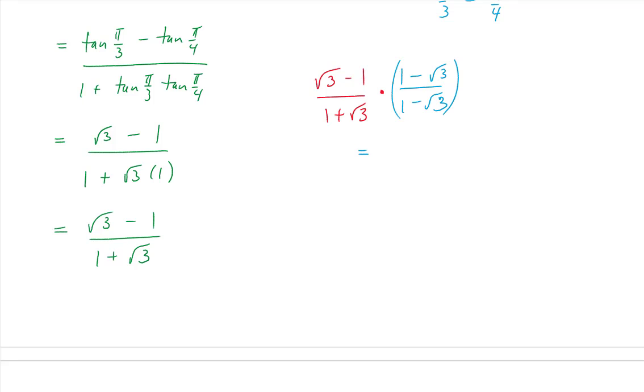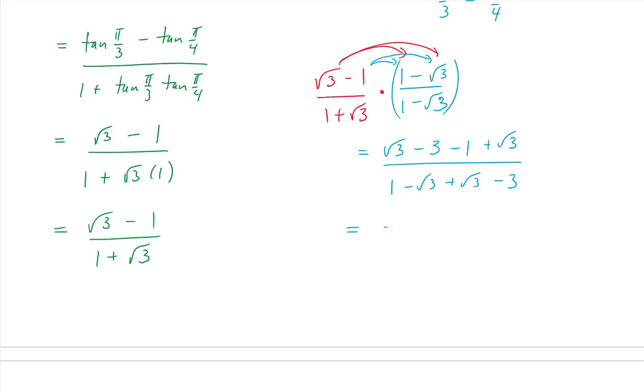So in the top, if I use my distributive property, I'm going to multiply root 3 by 1 and then by root 3. And then same thing, 1 by 1 and then 1 by root 3. Therefore, in the numerator, I get root 3. Then root 3 times negative root 3 is minus 3. Negative 1 times 1 is minus 1. And negative 1 times negative root 3 is positive root 3. In the bottom, doing the same thing, I'm going to get 1 minus root 3 plus root 3 and then minus 3.